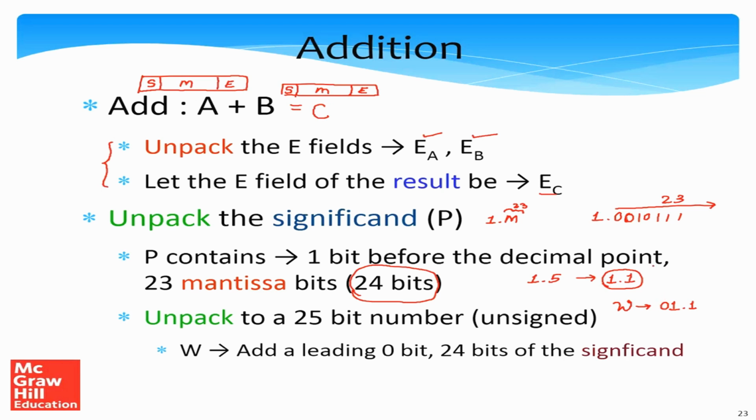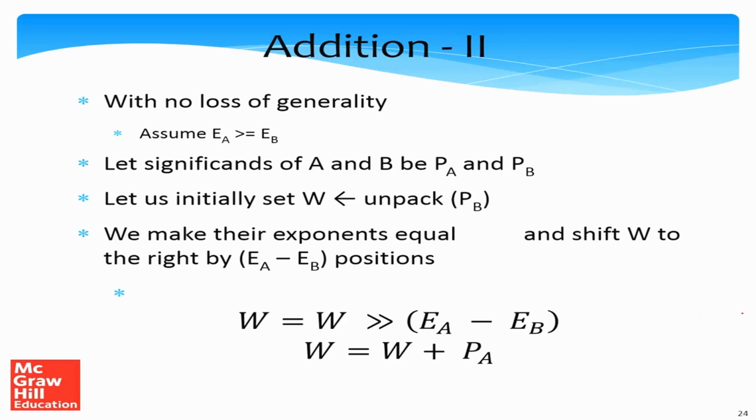Where does this 25 come from? Once again, the significand is of the form 1 point the 23 mantissa bits, so the significand is 24 bits, and we add a leading 0. So this becomes 0, 1 point m, where the first part is 2 bits and m is 23 bits. In total it's a 25-bit quantity. With no loss of generality, let's assume that EA is greater than or equal to EB. And let's call the significands of A and B as PA and PB respectively.